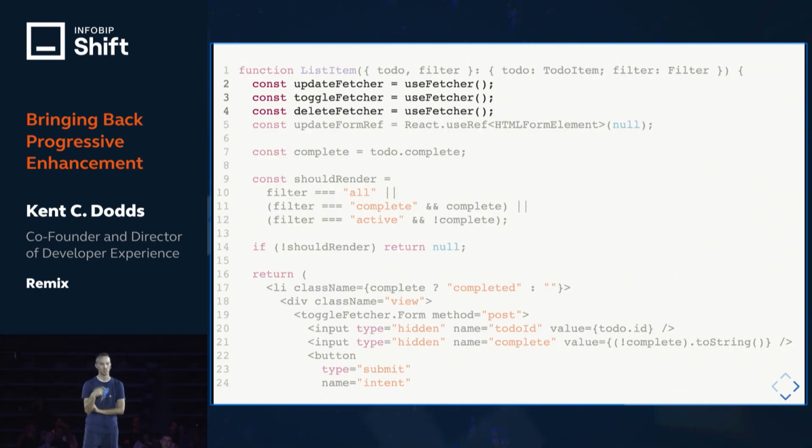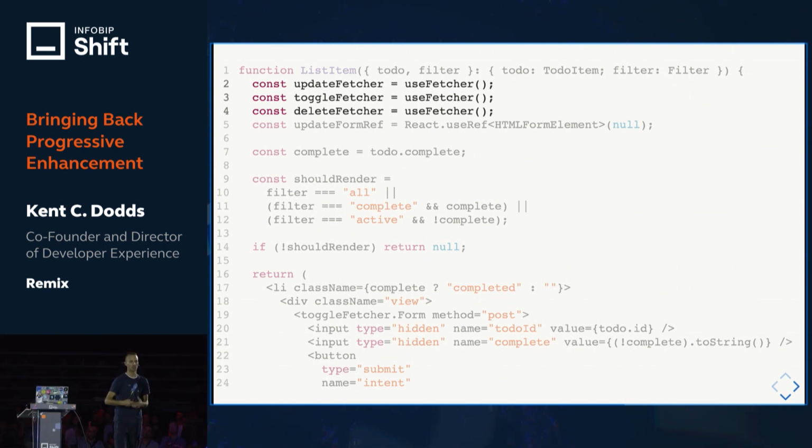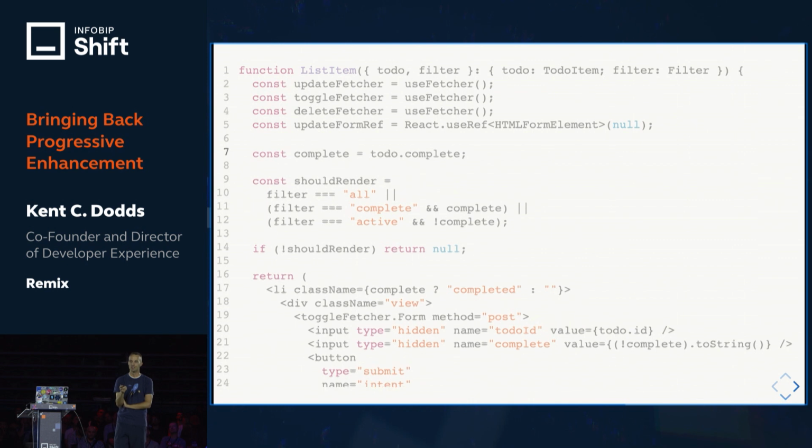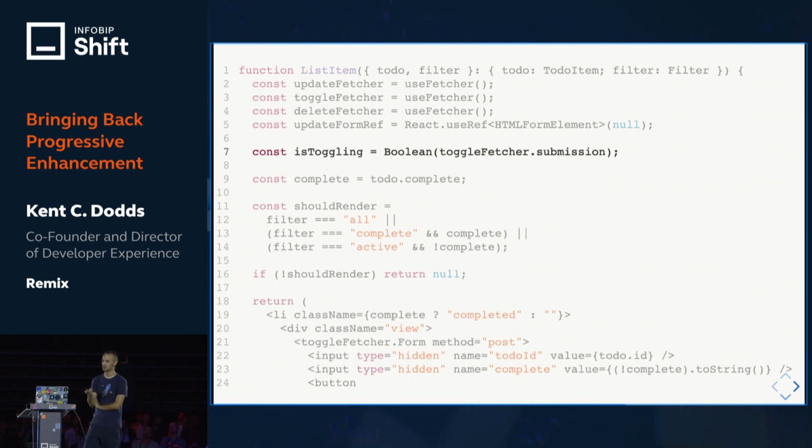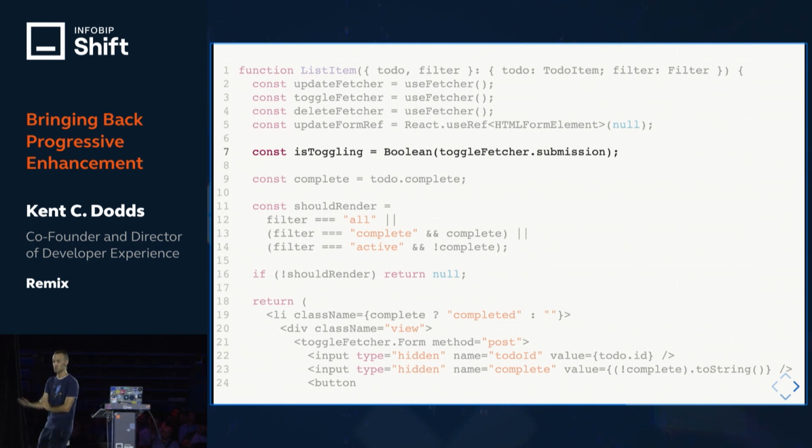which I just think is a brilliant name. And so we have one for each one of the mutations that we can do on these list items. And the one we're going to be targeting is the toggle fetcher there. And what I need to know to be able to show a pending state is when this toggle fetcher is active, like when there's a submission happening, the user has submitted this form. So I'm going to just say, hey, if the toggle fetcher submission is truthy, make a Boolean out of that.